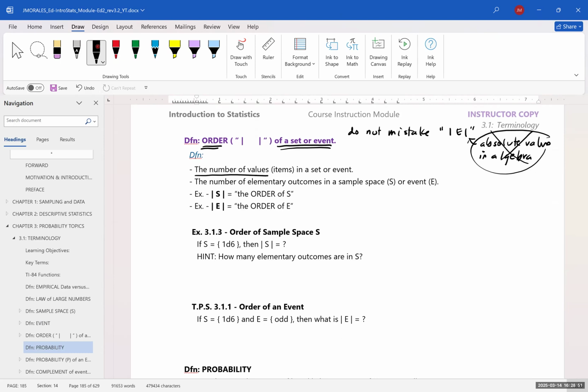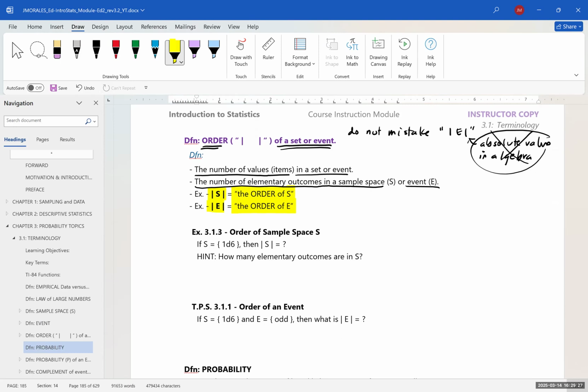So what does the order of a set or an event mean? It's the number of values or items that are in a set or event. It's the number of elementary outcomes in the sample space or an event. So if we have these vertical bars written to either side of the capital letter S, what we're saying is the order of S, the order of the sample space. And if we've got two vertical lines around an event, then we want to know what's the order of the event. What's the order of event E?